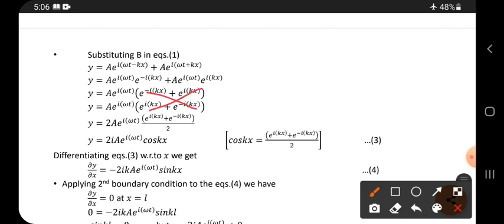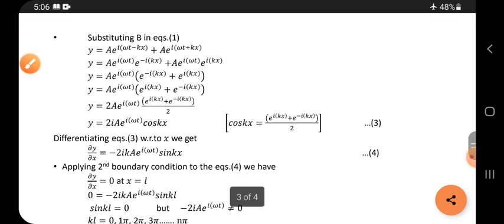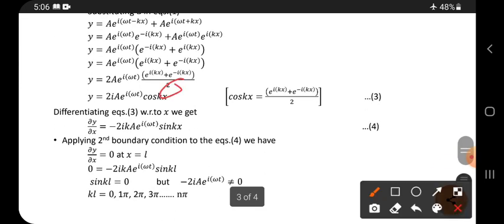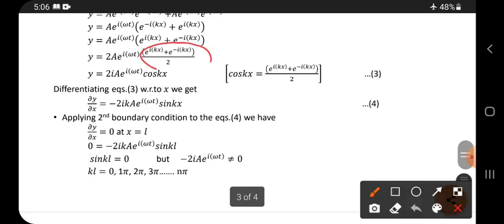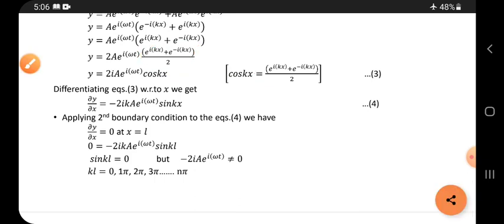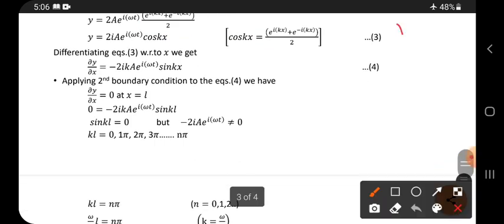Now divide by 2 and multiply by 2. Then this is the formula of what? cos kx. So like this, cos kx is written. Let it be equation 3. Now differentiate the above equation with respect to x.